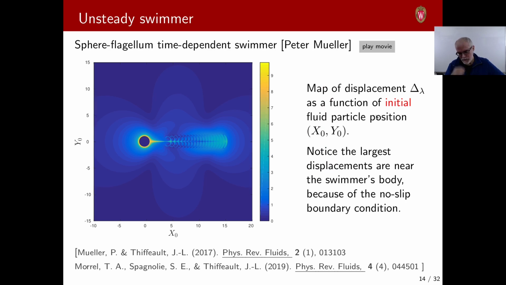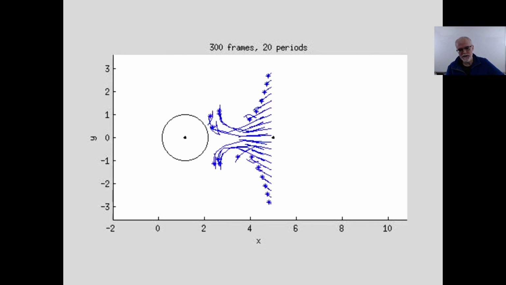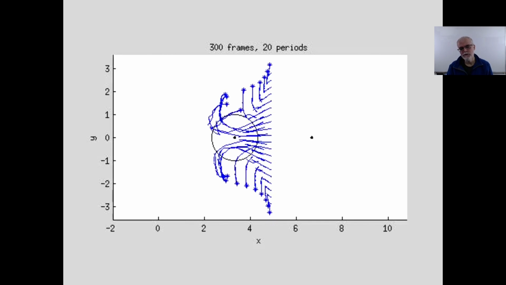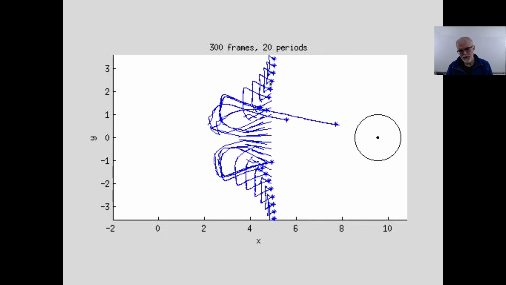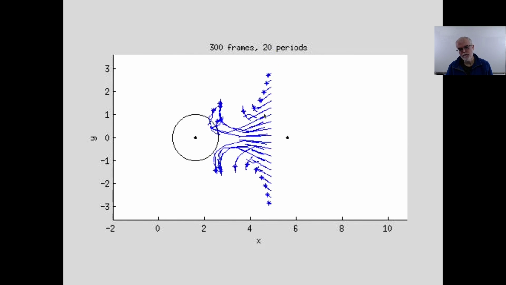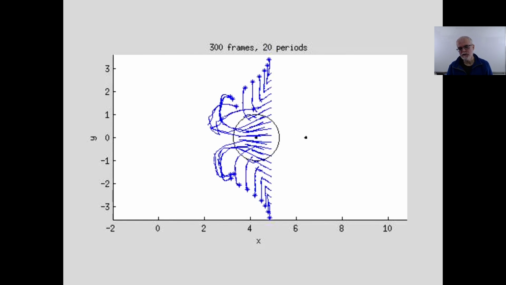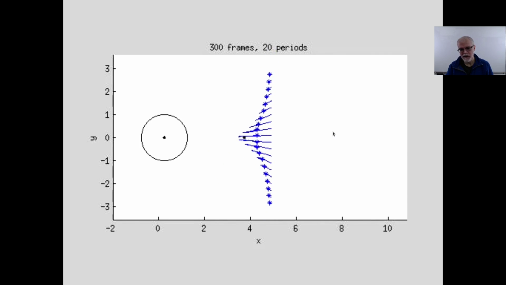You can also use time-dependent swimmers. Most microswimmers have flagella or something. So this is a simple model in work with Peter Mueller, where we have a flagellum that is modeled as a point force in front of a swimmer. And you can see the drift function here now needs to be averaged over time if you're going to use it in the theory that I mentioned. The particles kind of jiggle around here. They don't actually get that far, right? They mostly go back and forth.